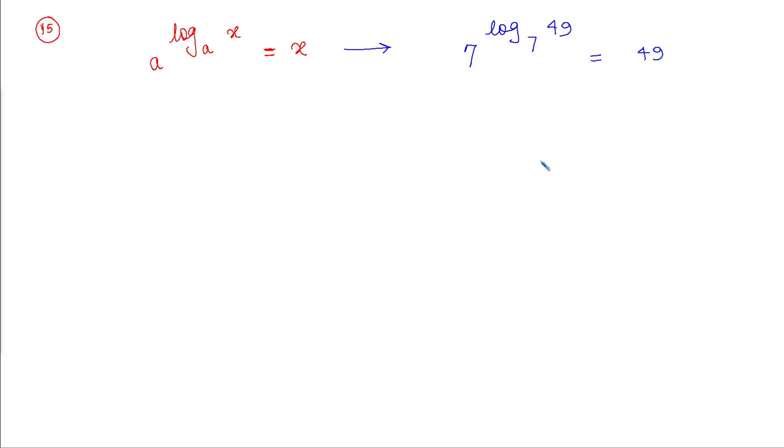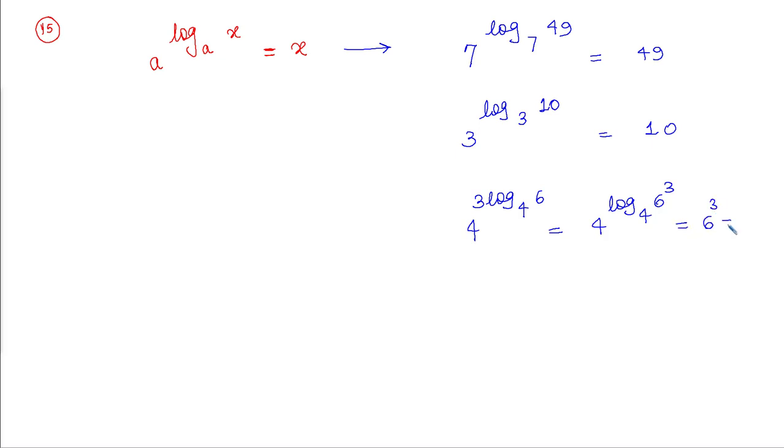Or you can see that 3 to the power log of 10 to the base 3 is going to be 10. Or let's take another example: 4 to the power 3 log 6 to the base 4. Look here, this is nothing but 4 to the power log of 6 cube to the base 4. So the value of this expression is going to be 6 to the power 3, that is equal to 216.